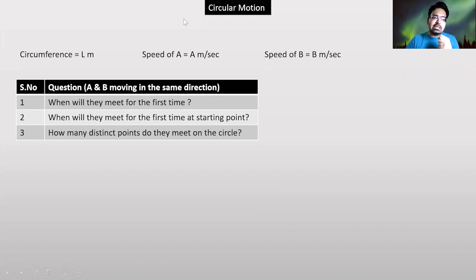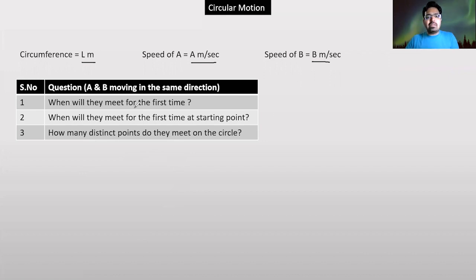What I've done here is: circumference being L meters, speed of A being A meters per second, and speed of B being B meters per second. The questions remain the same, that they are moving in the same direction. When will they meet for the first time? When do they meet for the first time at the starting point? And how many distinct points do they meet on the circle? Let's try and understand this entire thing.